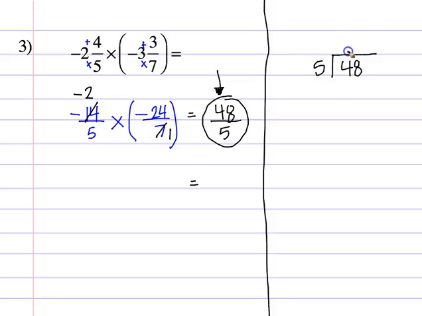Can 5 go into 4? No. Can 5 go into 48? Yes, it goes in 9 times, which gives me 45 with a remainder of 3. So 3 is going to become the numerator. The denominator was originally 5, so it's going to stay a 5. So an equivalent fraction to 48 fifths would be 9 and 3 fifths.